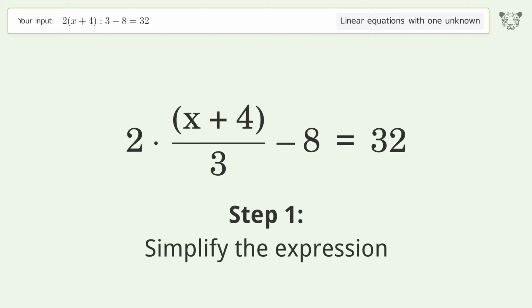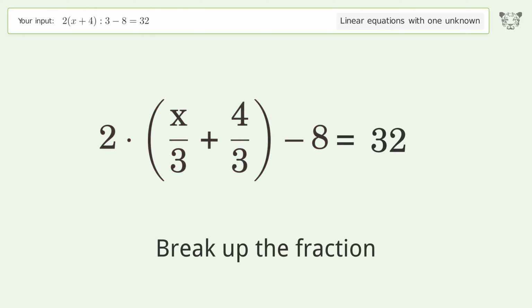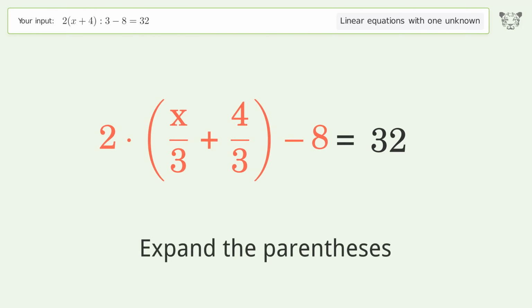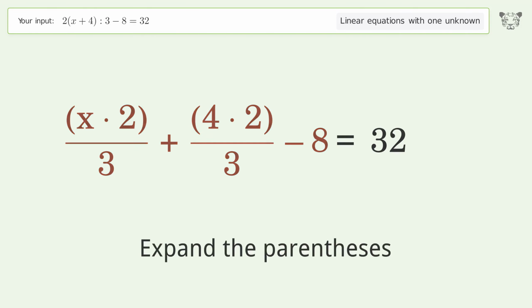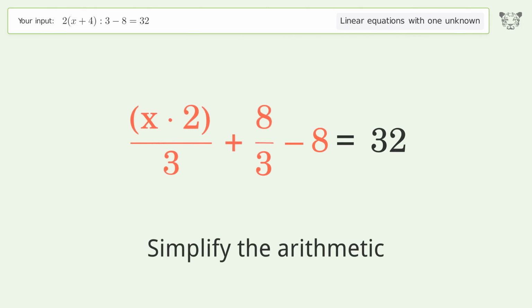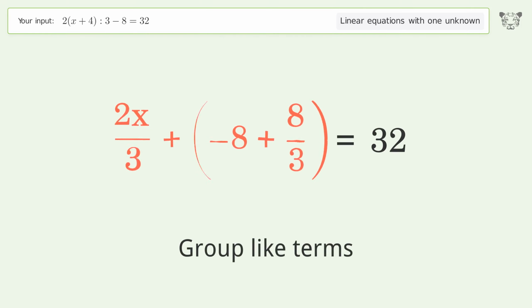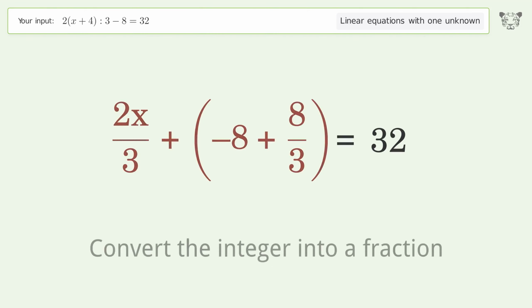Simplify the expression. Break up the fraction. Expand the parentheses. Simplify the arithmetic. Group like terms. Convert the integer into a fraction.